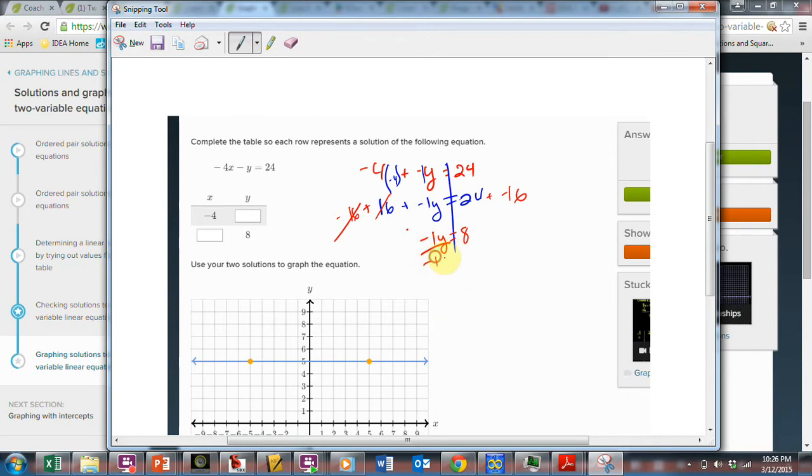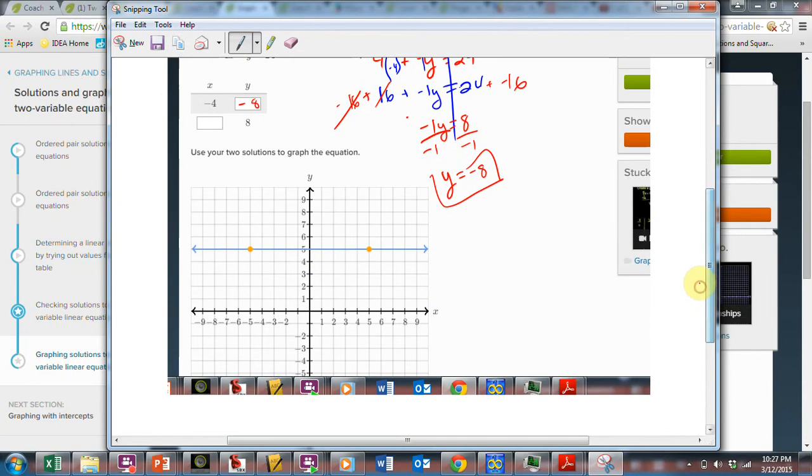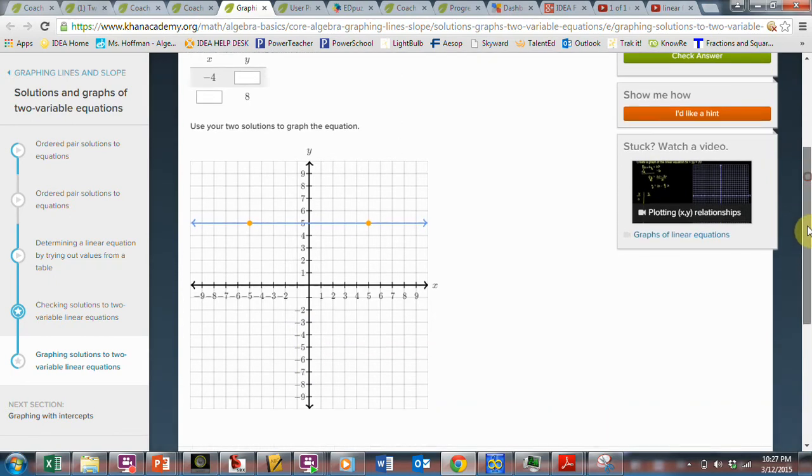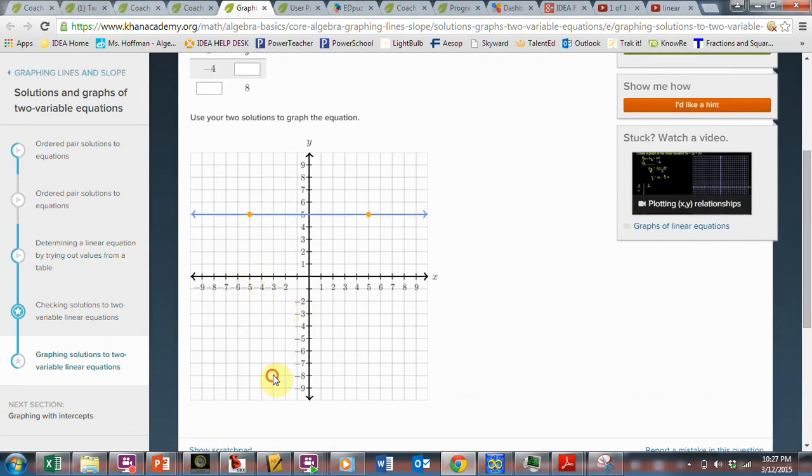I'm going to divide both of these terms by -1, which is being multiplied by my y. And that will leave me with positive y equals -8. So when x is -4, y is -8. And it's not going to fit on here, but if I were to graph this, -4, it would be down here somewhere. -4, -8.